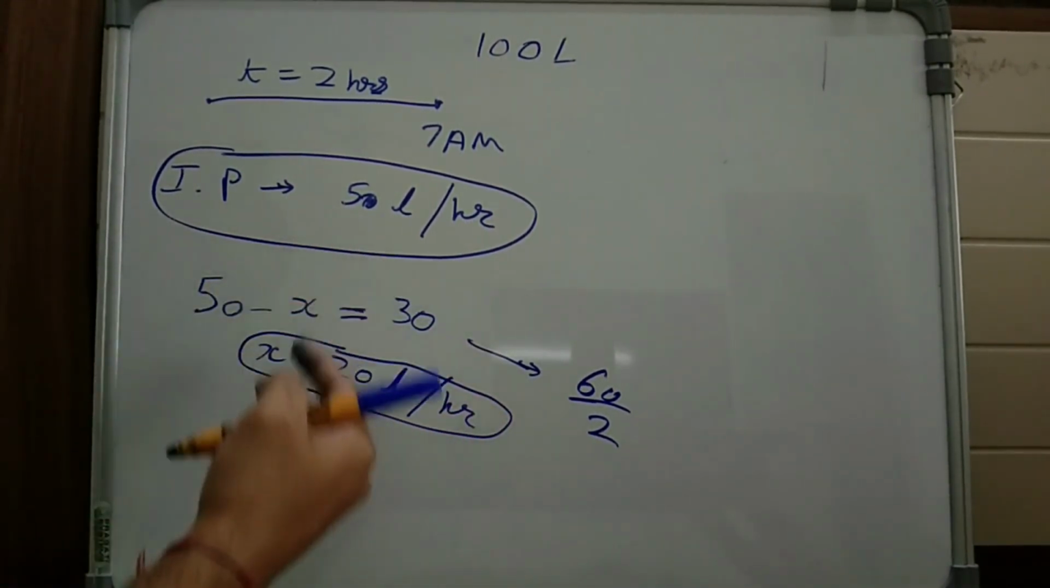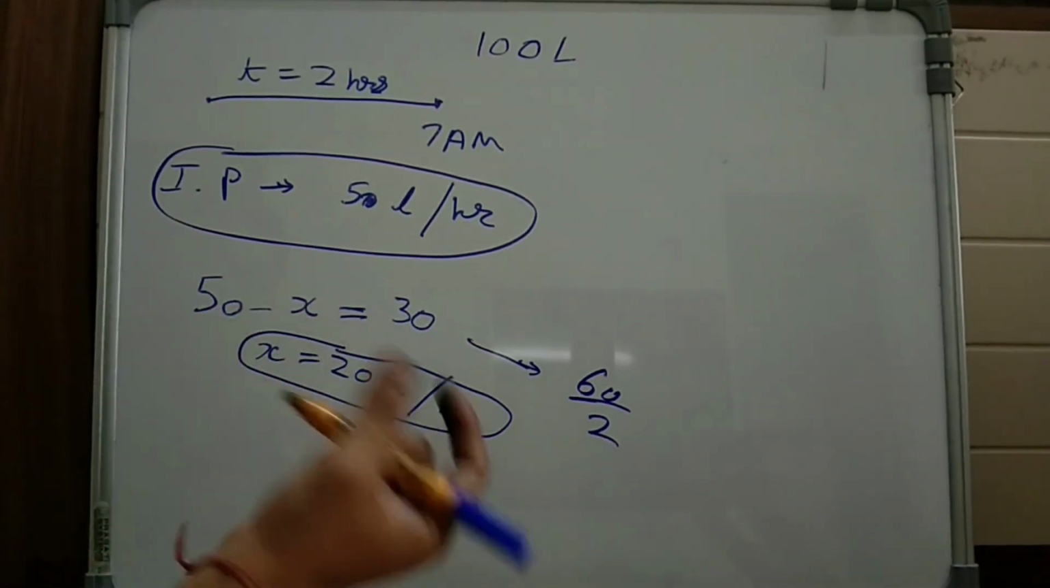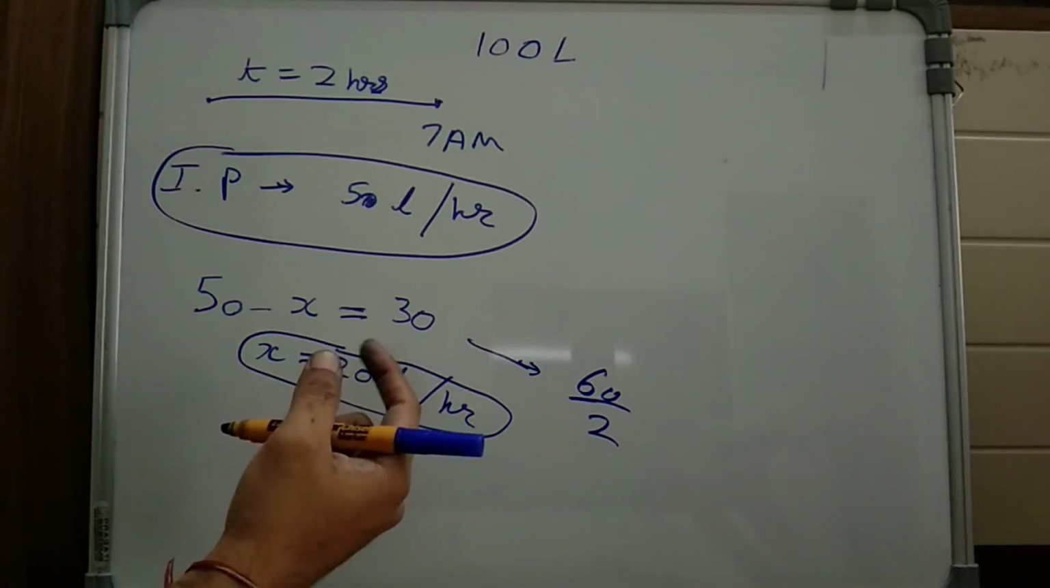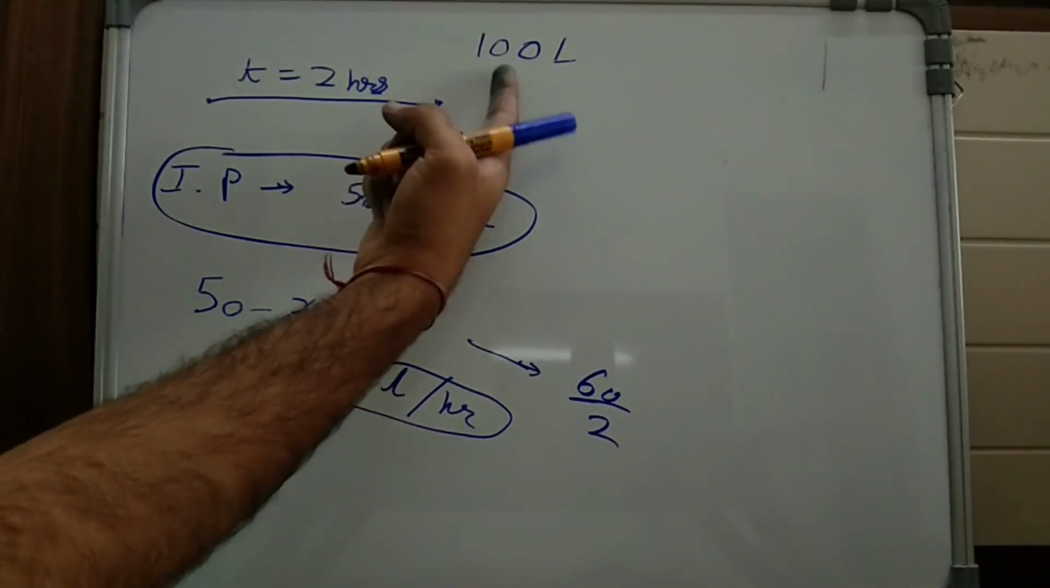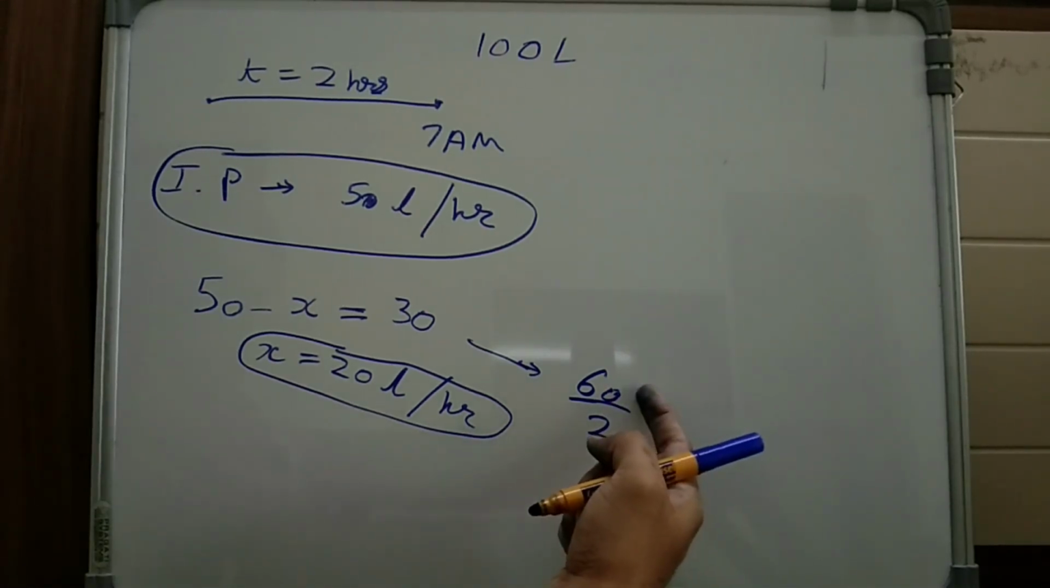X is the rate of the leak that I have assumed. Okay, so this is also happening in 2 hours. So in 2 hours, only 60% of the tank is filled. So what is 60%? That is 60 liters. Okay, so 60 liters is filled, and that is happening in 2 hours.